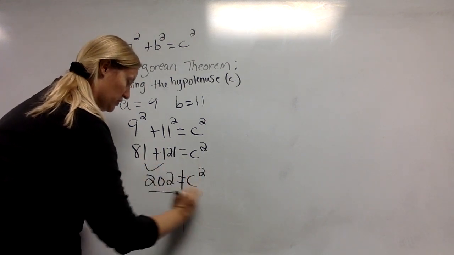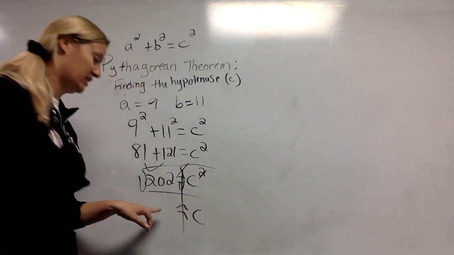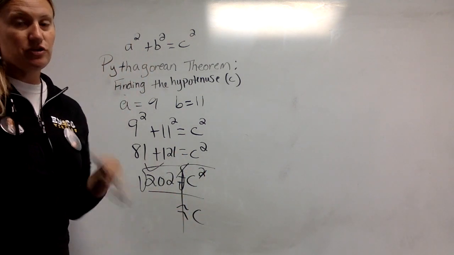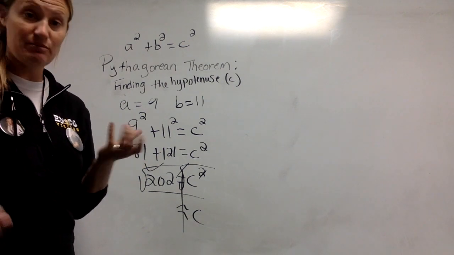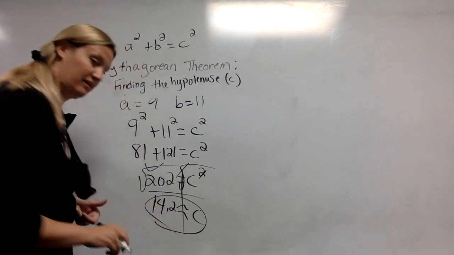And again, make sure that you solve. Now, this time, we're not going to get a whole number answer. 202 is not a perfect square, so we will get a decimal, which is fine. You can just round that. And this is about 14.2.